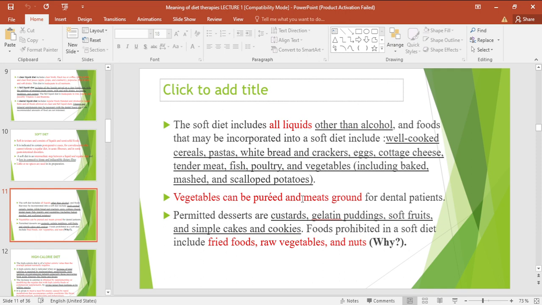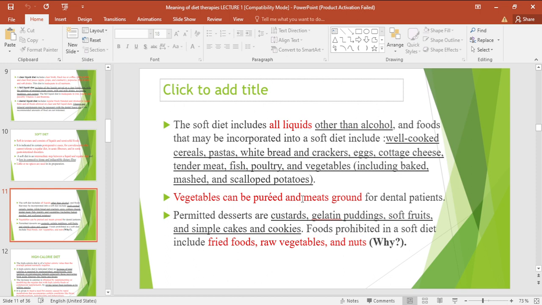And the vegetables also can be pureed and the meats are ground for dental patients so that they are easy to chew without difficulty. Also permitted desserts are custards, gelatin puddings, soft fruits, and simple cakes and cookies. And there are some foods that are prohibited in a soft diet, for example, fried foods, raw vegetables, and nuts.